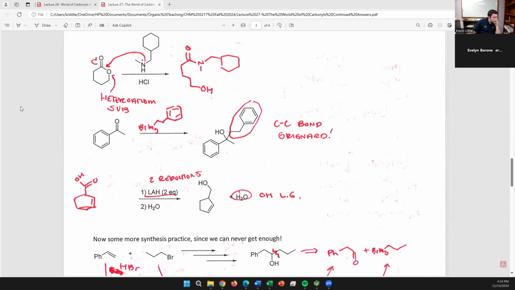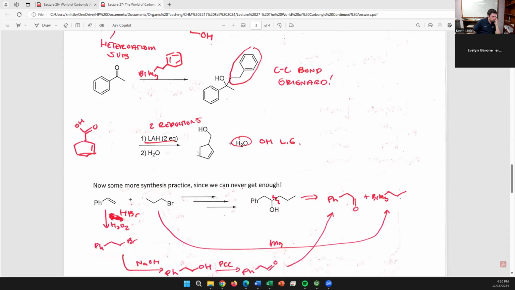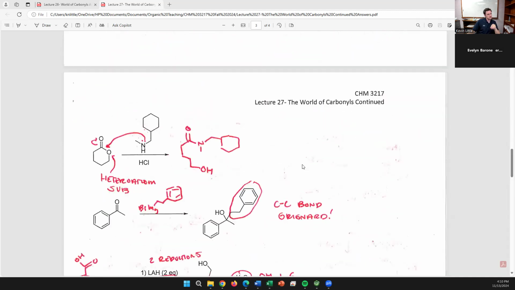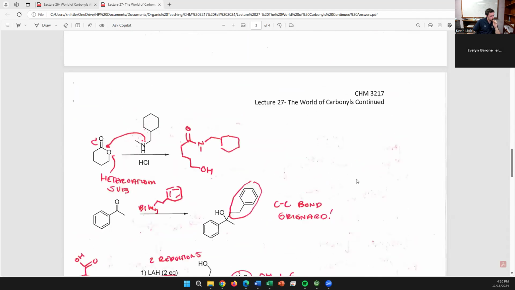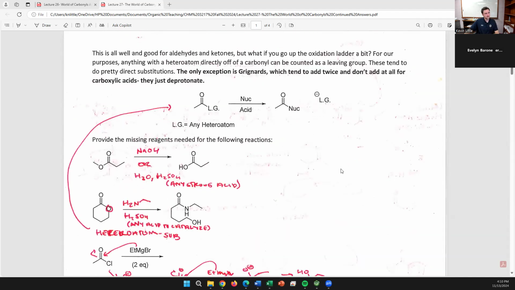This one's straightforward. It's just a Grignard. And the LAH, that one makes sense too. Yeah, and then we'll talk more about synthesis. The synthesis isn't too bad. Not for you, maybe. Yeah, I know, I know.